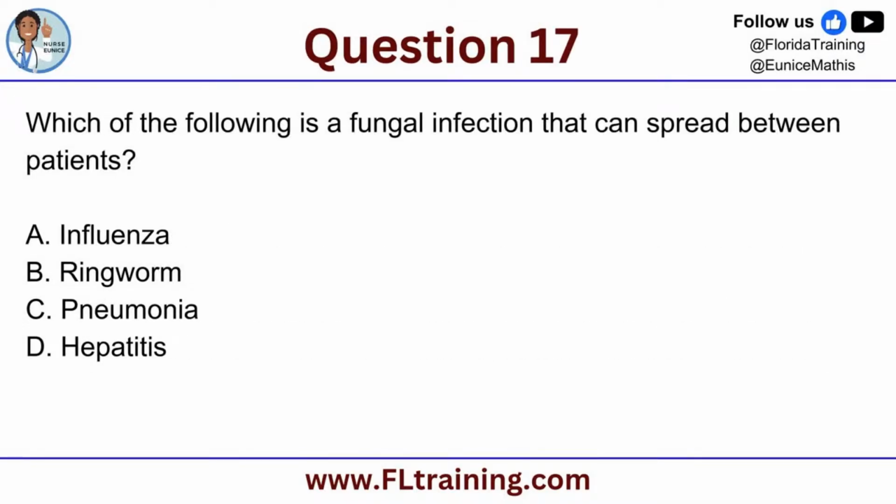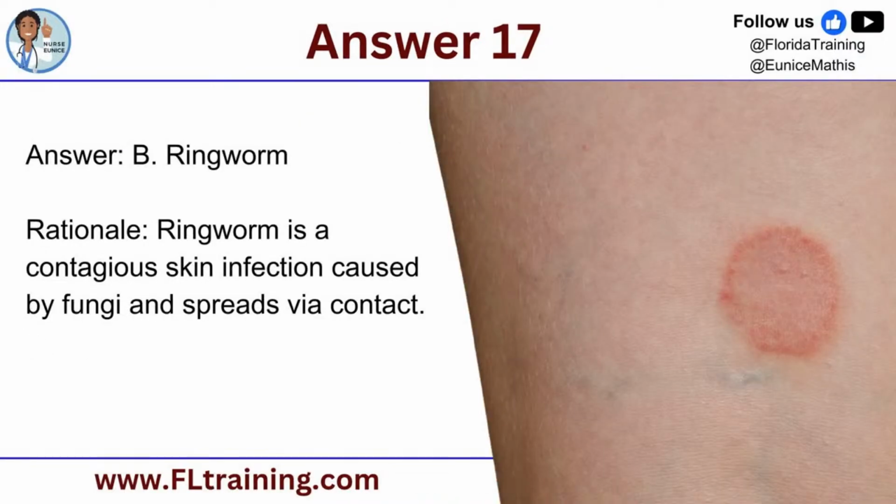All right, here we go. Question 17. Which of the following is a fungal infection that can spread between patients? A, influenza, B, ringworm, C, pneumonia, or D, hepatitis? All right, here we go in 3, 2, and B, ringworm. Ringworm is a contagious skin infection caused by fungi and spreads via contact.